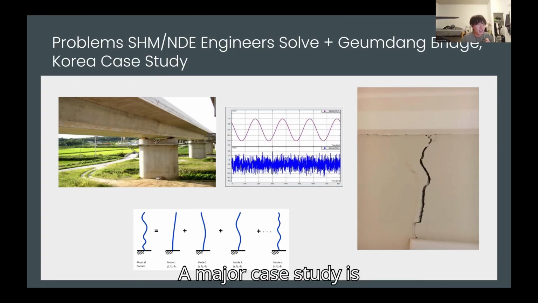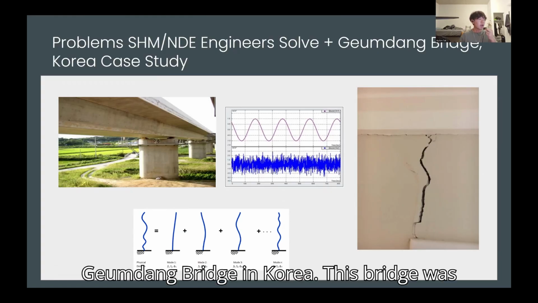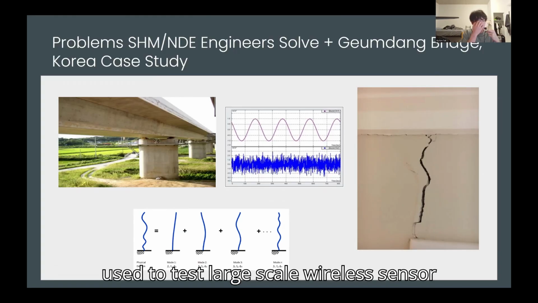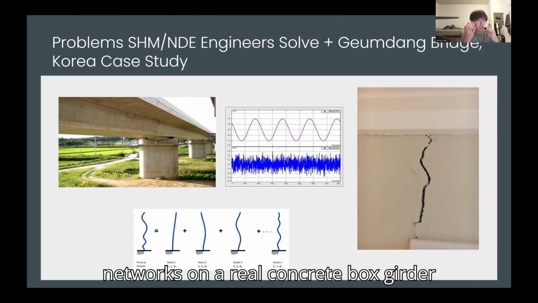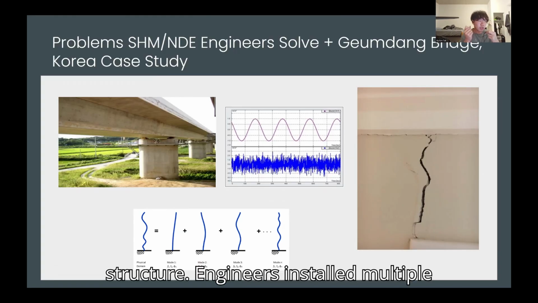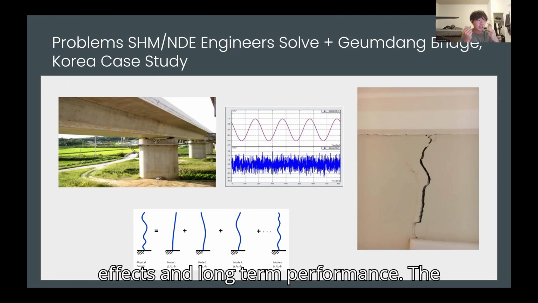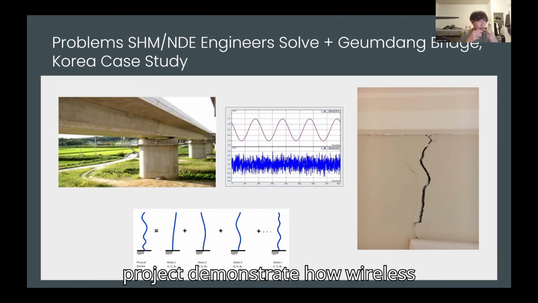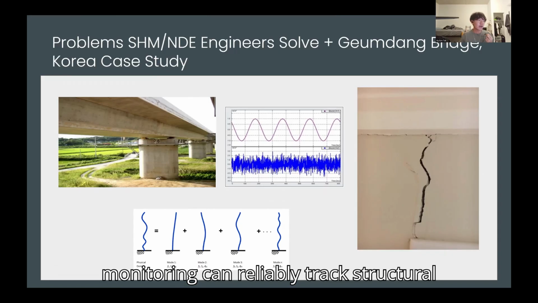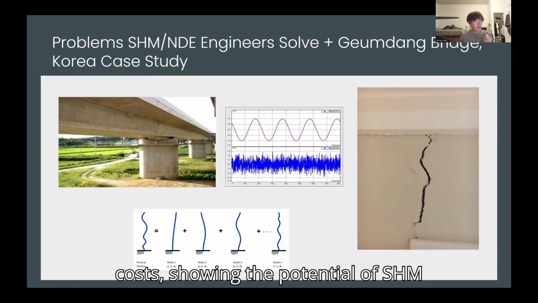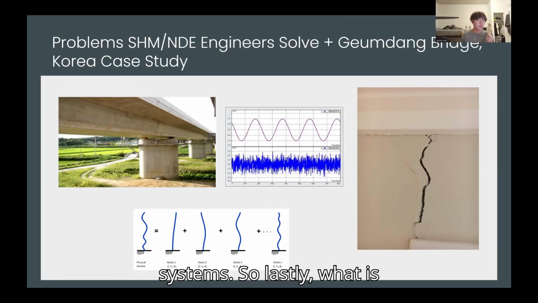A major case study is the Gwedaang Bridge in Korea. This bridge was used to test large-scale wireless sensor networks on a real concrete box girder structure. Engineers installed multiple nodes to monitor vibration, environmental effects, and long-term performance. The project demonstrated how wireless monitoring can reliably track structural health while reducing inspection time and cost, showing the potential of SHM systems for future bridge management.